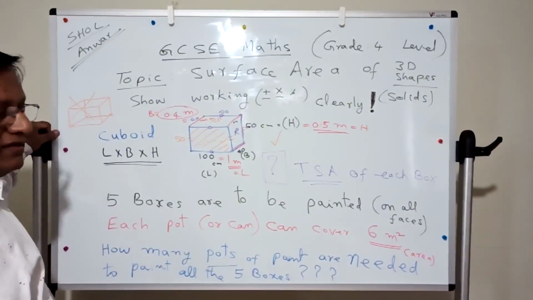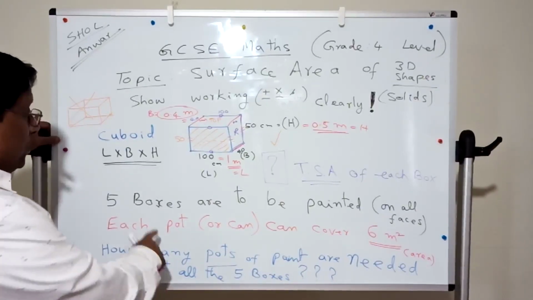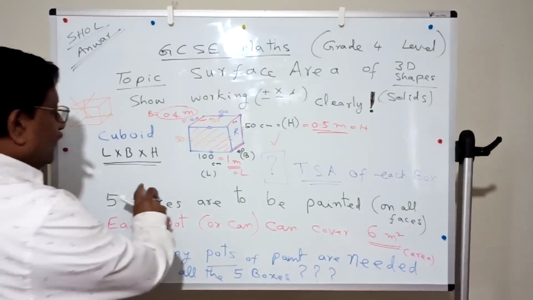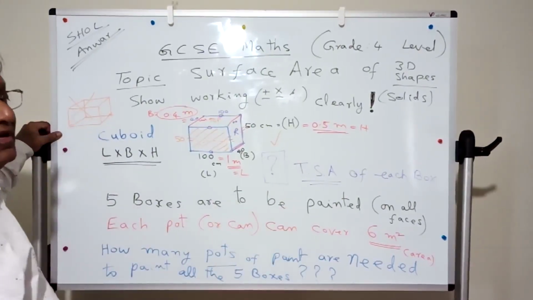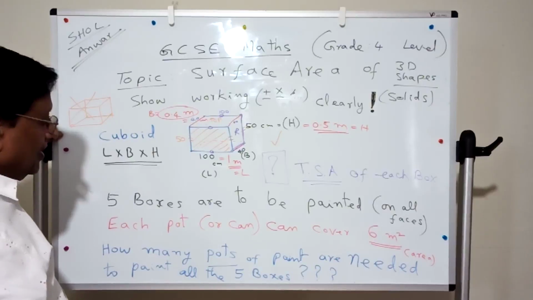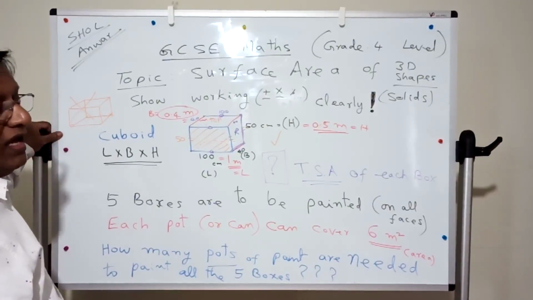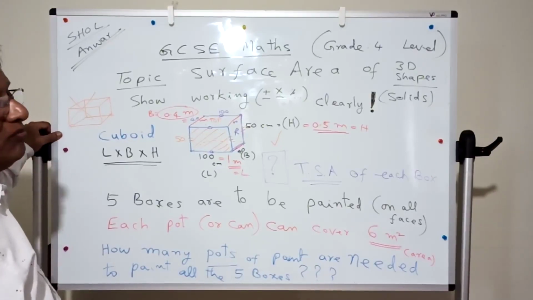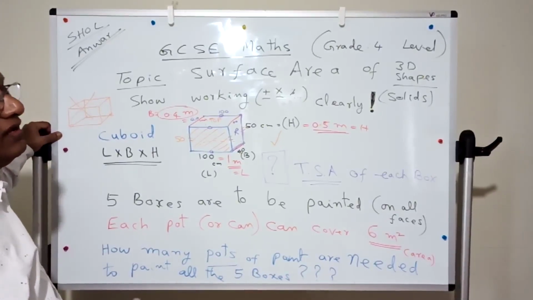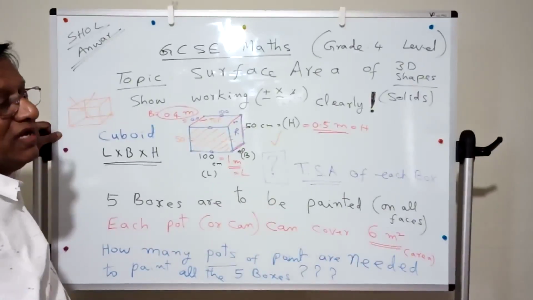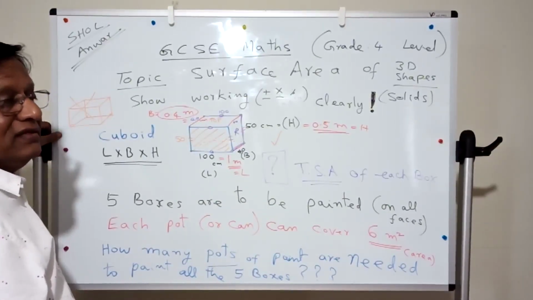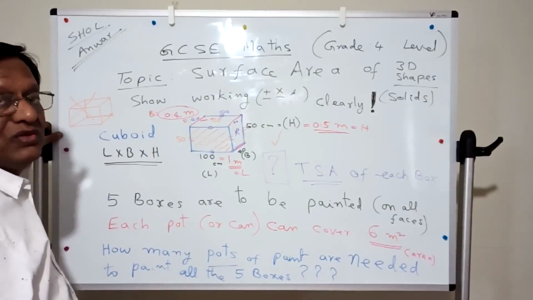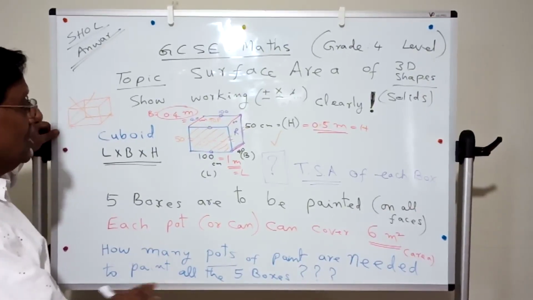So total you get. And then each pot can cover 6 square meters. That means whatever you get, divide by 6, you get the number of pots. Of course, you cannot have incomplete cans like 0.7 can or 0.4 can. It should be rounded up. So suppose you get 4.3 cans, you have to say 5 cans are needed because 0.3 can cannot be sold in the market. So this is how you have to do it.